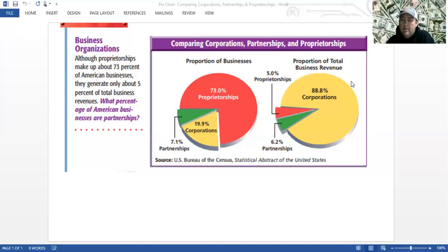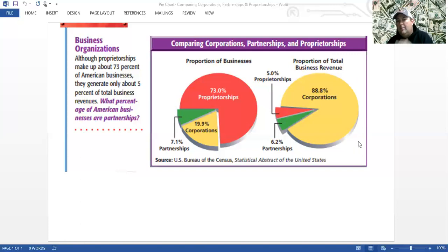And you think about the big corporations that are out there, Walmart, Home Depot, Apple Computers, you know what I mean? It makes sense. Compared to Tony's Get Her Done Lawn Service, they're bringing in way more money than my company ever did. So that's kind of what that's showing you.